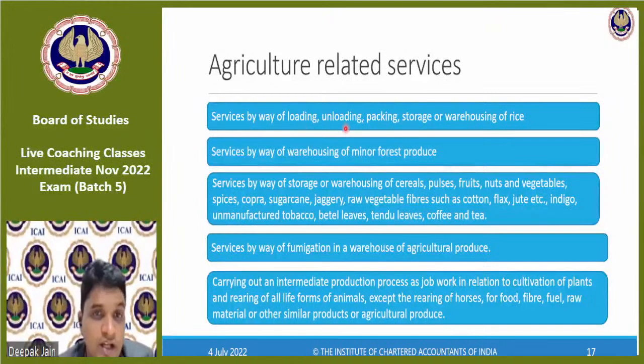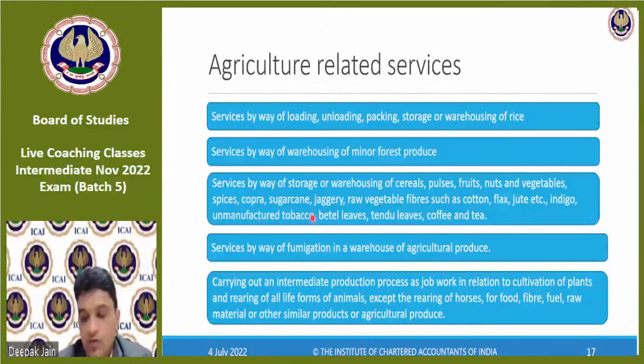Services by way of loading, unloading, packaging, storage or warehousing of rice are exempted. Services by way of warehousing of minor forest produce. I will explain what minor forest produce is too, but understand what things are exempted. Services by way of loading, unloading, packaging, storage or warehousing of rice. Service by way of warehousing of minor forest produce.